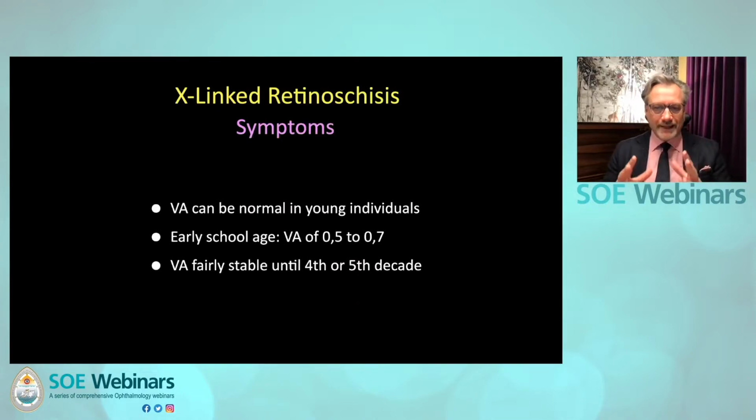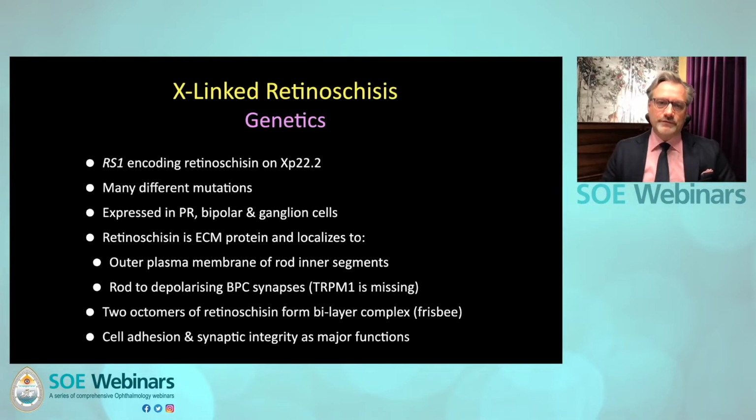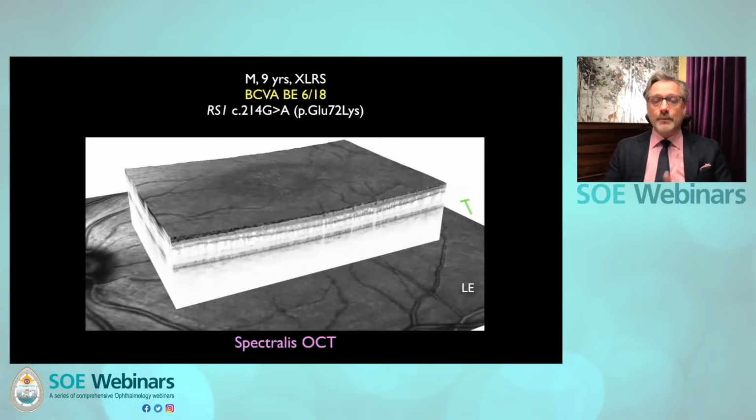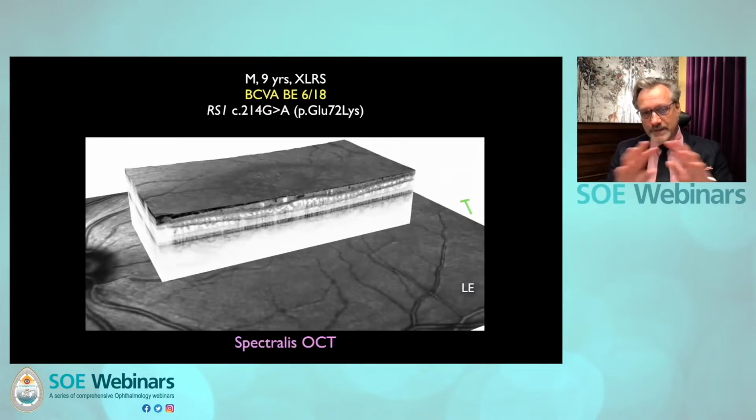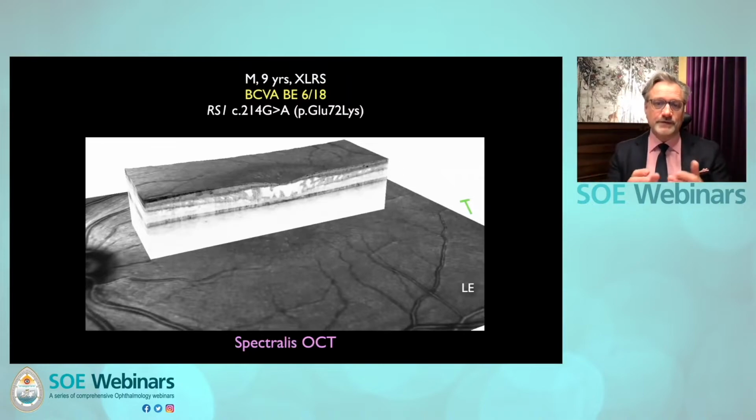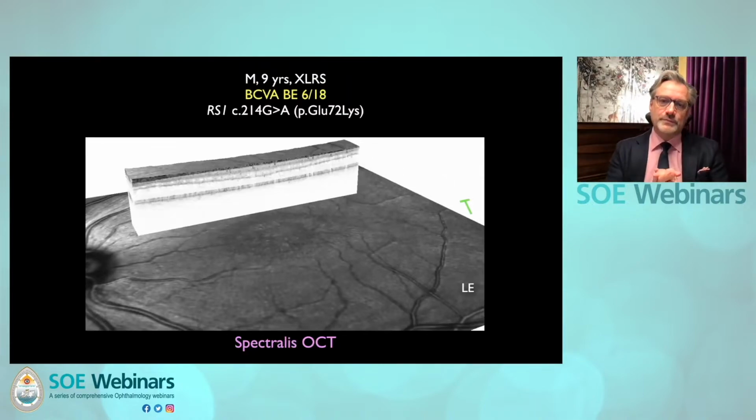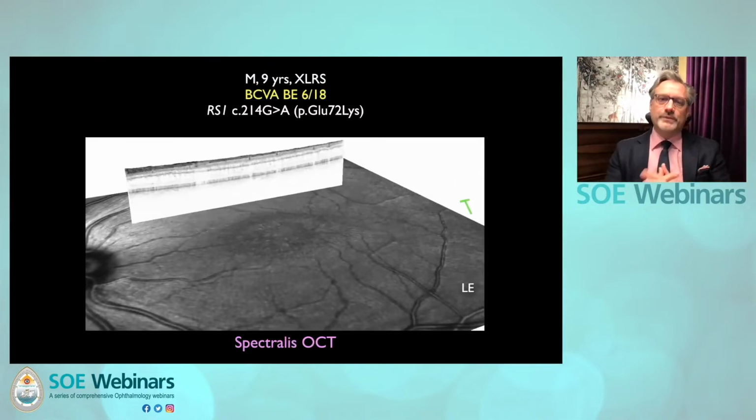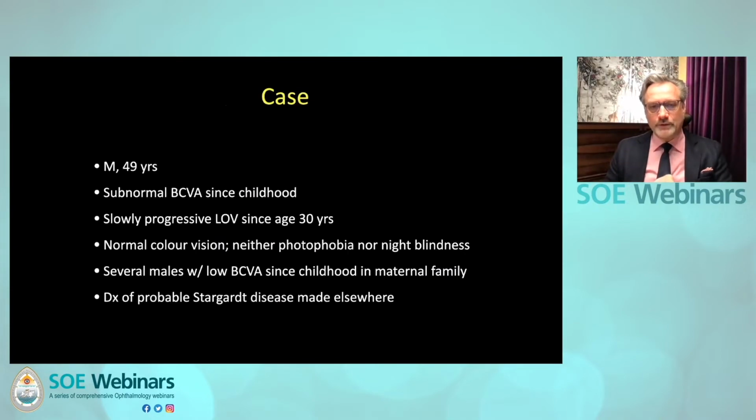Visual acuity can be normal, but most of them at school age will present with loss of vision. As I said, RS1 encodes retinoschisin, basically retinal glue. We're not going to go into the details here, but here you can see that the splitting of layers, which is schisis, is more prominent in the central part, but it actually goes way beyond it and is present at several levels when you look at the OCT.